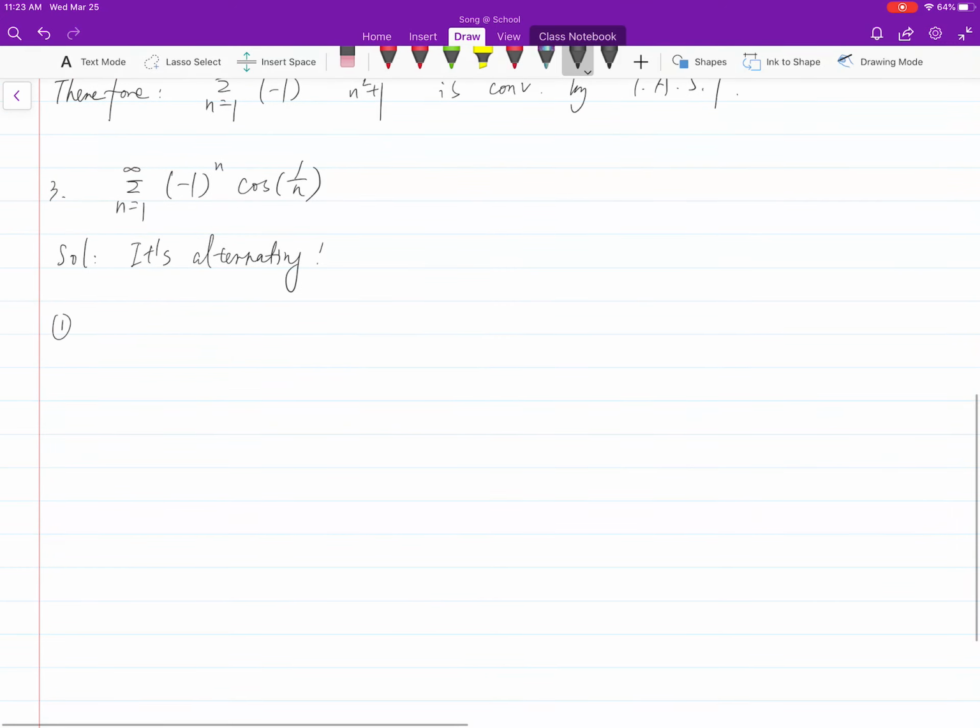Okay, I want to check number one. Is it decreasing? Well, cosine 1 over n, right? Let me write it down. Bn equals cosine 1 over n. To show this one is decreasing, you can either show by graph or, easiest of all, you just take the derivative.